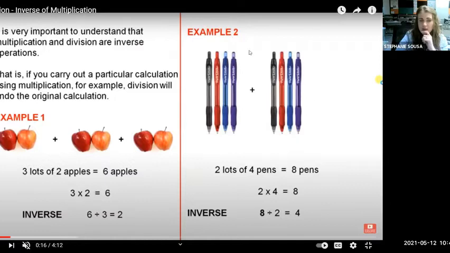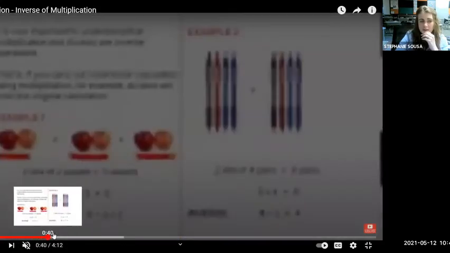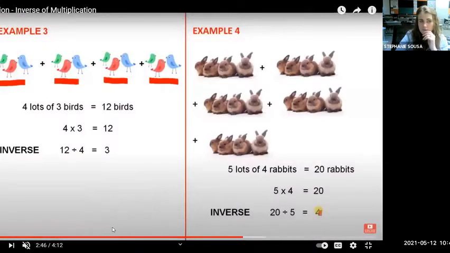Same thing can be found with these pens. There are 2 lots of 4 pens. Here's 4 and here's 4. There's a total of 8 pens. In multiplication, that's going to be 2 times 4 equals 8. In division, there are 8 pens. We're going to share them between 2 teachers, and each teacher gets 4. So those numbers are connected through fact families, okay? That's something that we are familiar with.